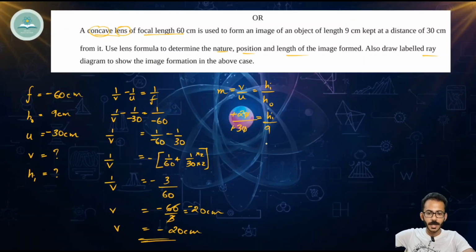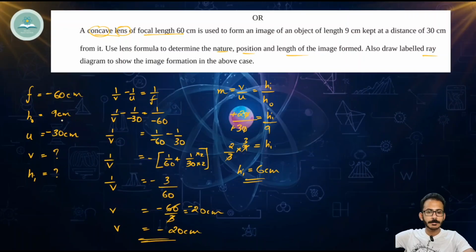So now height of the image is equal to 2 by 3 into 9. 3 3s are 9, 2 3s are 6. So we got height of the image is equal to 6 centimeter. Now we have to draw the ray diagram for this.